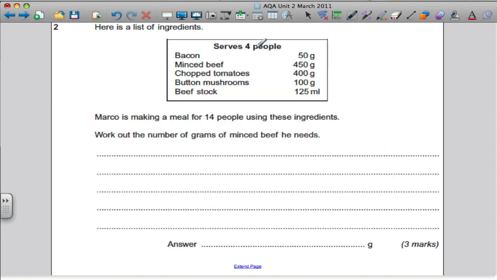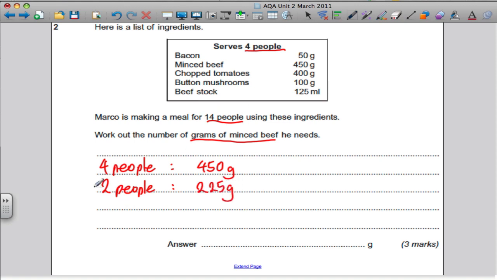Okay, list of ingredients. The key thing here is the ingredients serve 4 people. Marco is making a meal for 14. How many grams of minced beef does he need? Well, we know that for 4 people, he needs 450 grams of minced beef. So we want to work out 14. Easiest way to probably do it is say that 2 people would therefore require half that, which is equal to 225 grams. So 14 people would need 7 times 2 people's worth.